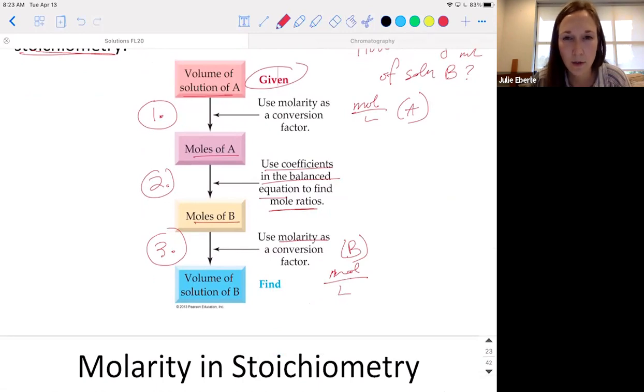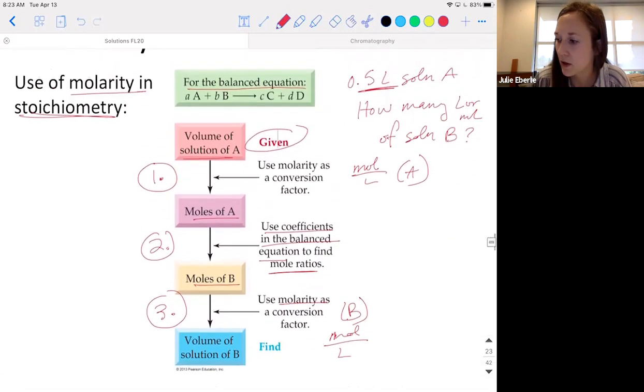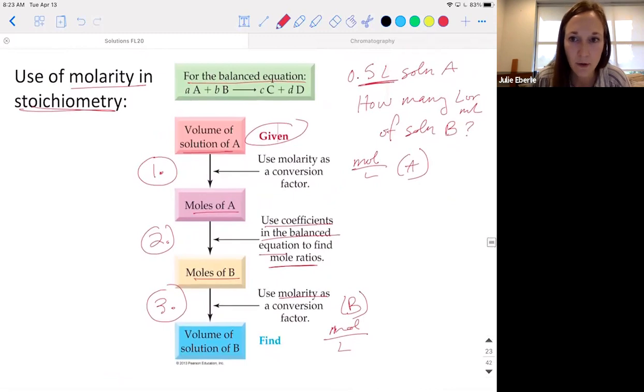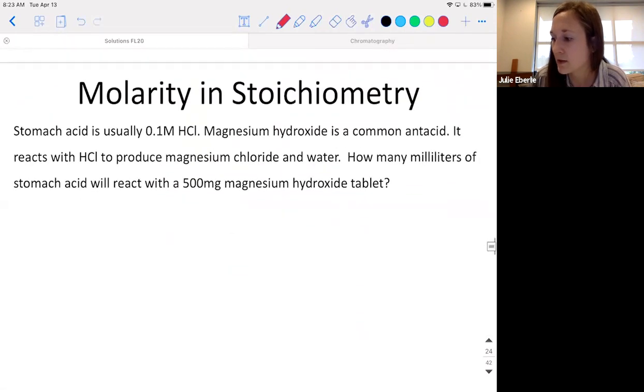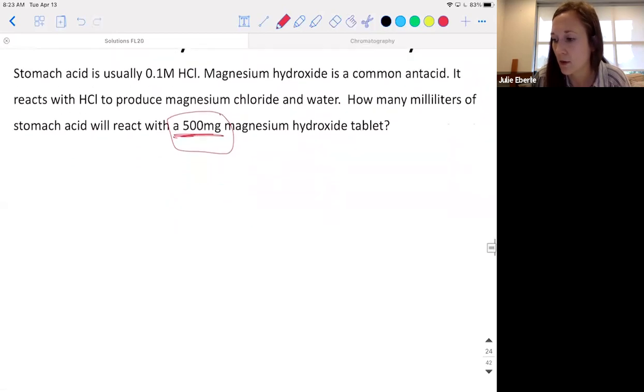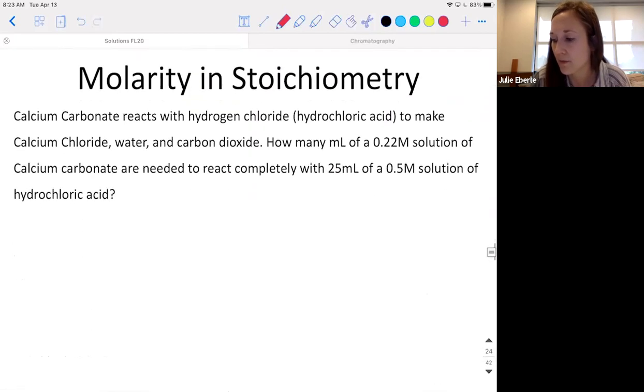All right, so let's look at a real example, because sometimes these things are hard to comprehend just looking at diagrams like this. So let's actually put all these 3 steps into play in this order. I'm going to skip over this problem because it does milligrams, and that's not the one I want to do. I'm going to go to this problem right here. This one is going to walk us through those steps exactly.